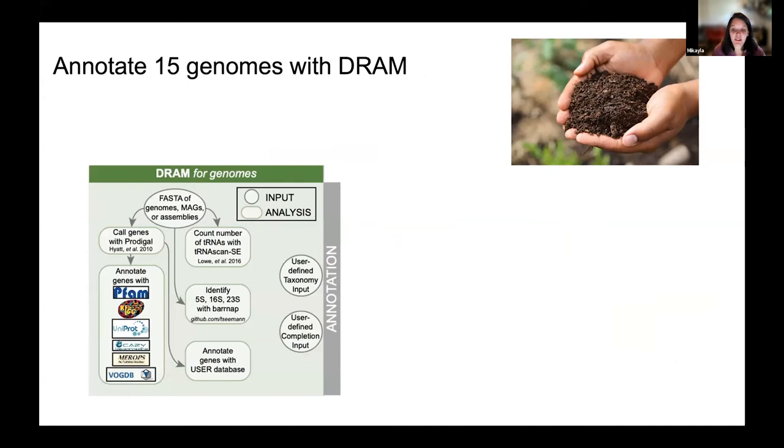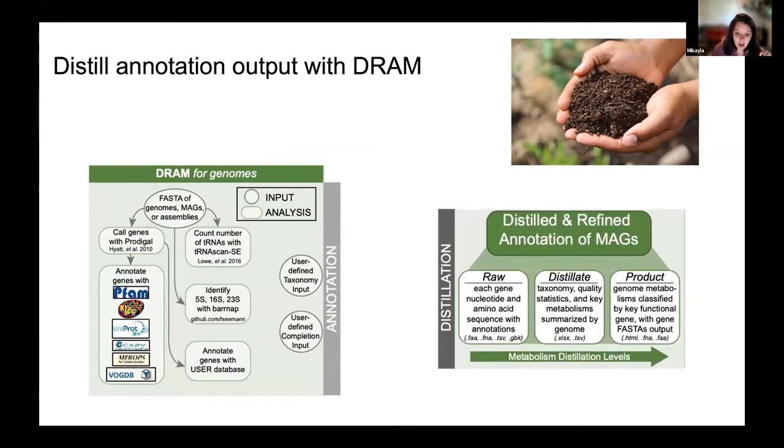Okay, so we ran these 15 genomes from isolates and metagenomes through DRAM annotation to obtain annotations for each gene from six different databases. And so this is the pipeline that Rory was just talking to you about. We then use DRAM to distill these annotations.